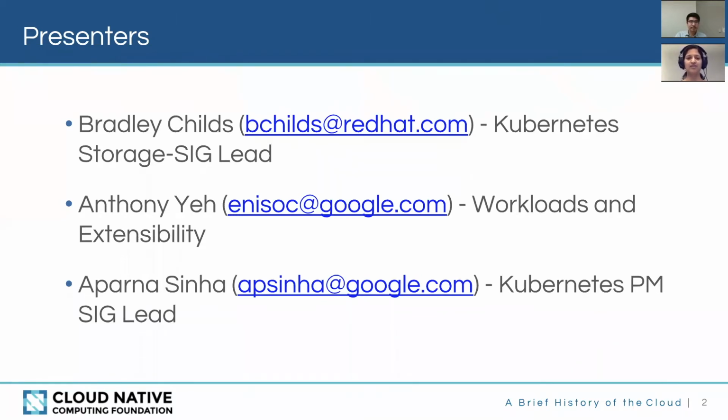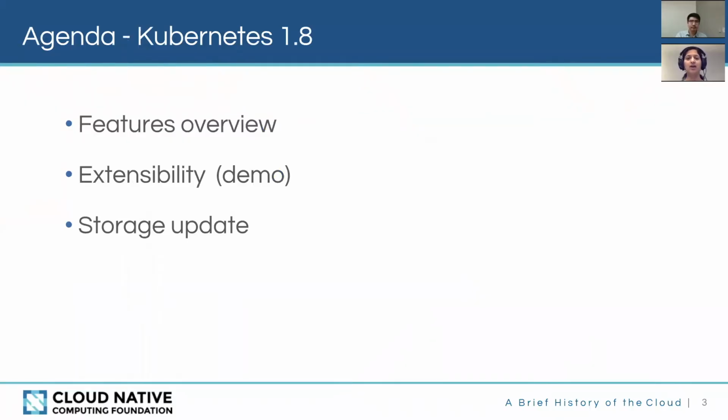So we do have three presenters today. I'm going to kick us off with an overview of the features, and then Anthony Ye from Google will talk about graduations and maturation of the Workloads APIs, and then he will also talk about custom resource definitions as part of Kubernetes Extensibility and do a demo for us there. Bradley Childs from Red Hat will take over from there and talk about the storage SIG and the storage features in 1.8, and he will also hopefully run through a demo of some of the new alpha features in storage. So that's essentially our agenda. We can go to the next slide.